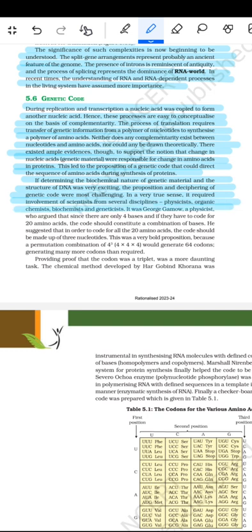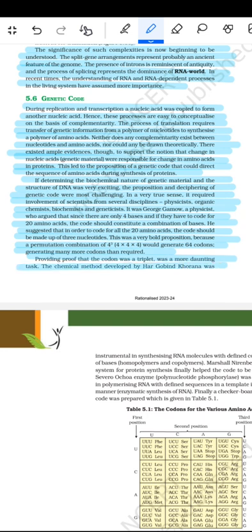It was George Gamow, a physicist, who argued that since there are only 4 bases and if they have to code for the 20 amino acids, the code should constitute a combination of the bases. He suggested that in order to code for all the 20 amino acids, the code should be made of 3 nucleotides. This was a very bold proposition because a permutation combination of 4 to the power 3 would generate 64 codons, generating many more codons than required. Providing proof that the codon was a triplet was a more daunting task.